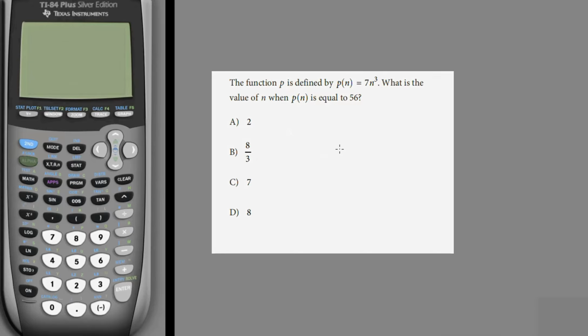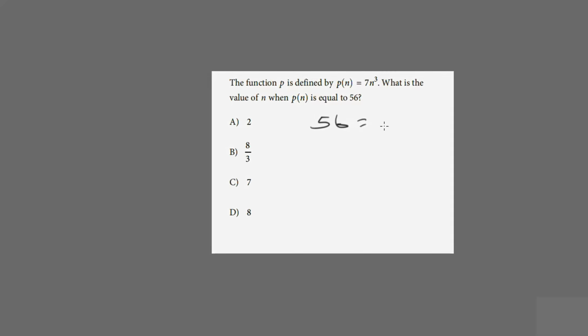So let's get started. When p of n equals 56, what this means is that where I see p of n, you replace it with 56. So we have 56 equals 7n cubed. We want to make n the subject of the formula, right? So divide both sides by 7. 56 divided by 7, you're going to have 8 equals n cubed. So we want to make n the subject of the formula, so you cube root both sides.